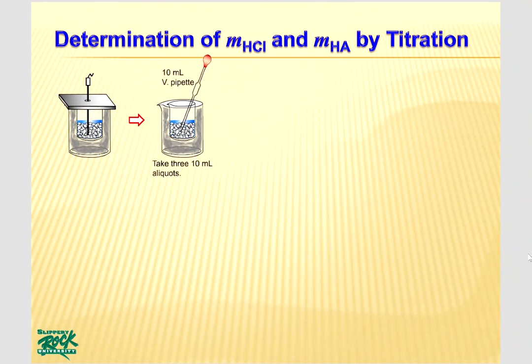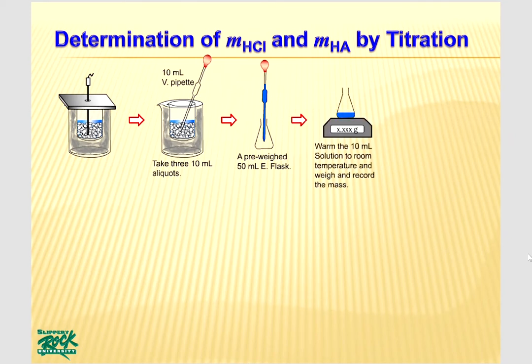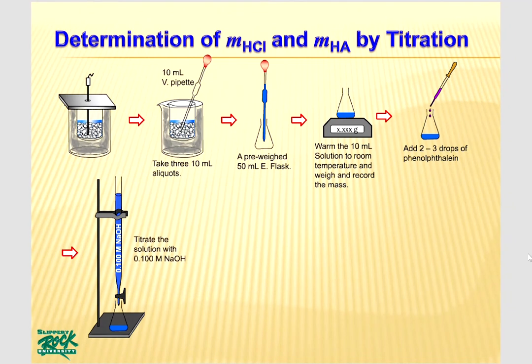Open the cover of the calorimeter and immediately draw 3 10 ml aliquots with a 10 ml volumetric pipette and transfer each of the aliquots into a pre-weighed, clean and dry 50 ml Erlenmeyer flask. Warm each 10 ml solution to room temperature. Weigh and record the mass of each solution. Add 2 to 3 drops of phenolphthalein into each solution. Titrate each solution with a standardized 0.100 molar NaOH solution.